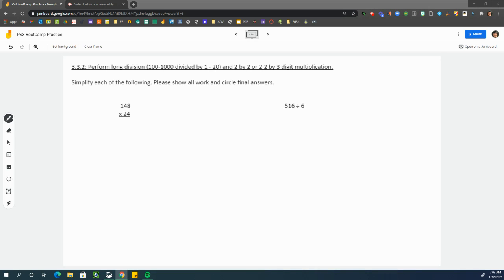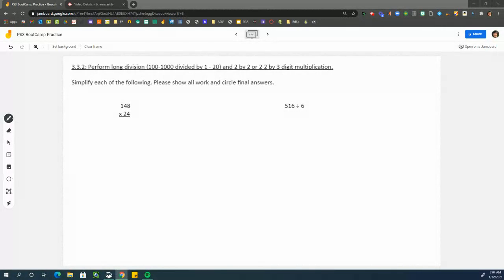3.3.2, perform long division 100 to 1,000 divided by 1 to 20, and 2 by 2 or 2 by 3 digit multiplication. Simplify each of the following. Please show all work and circle final answers. So this first question is a multiplication question. It's a 2-digit times 3-digit number.